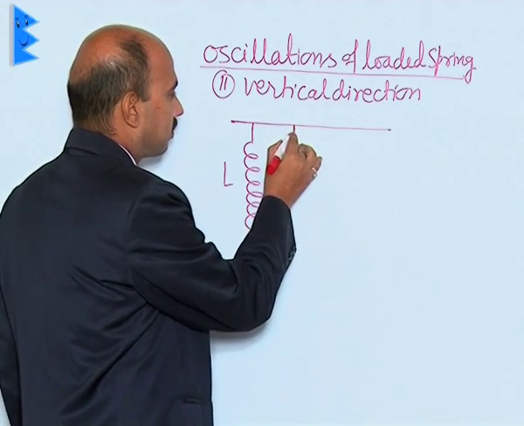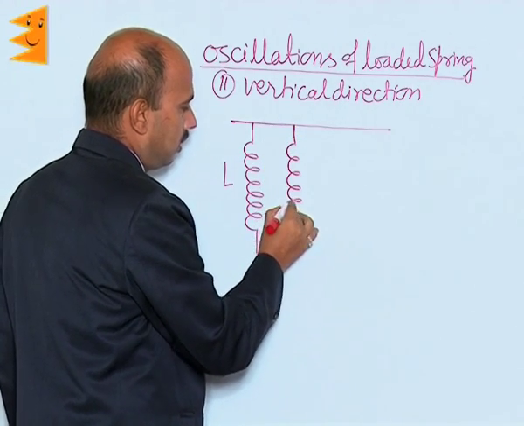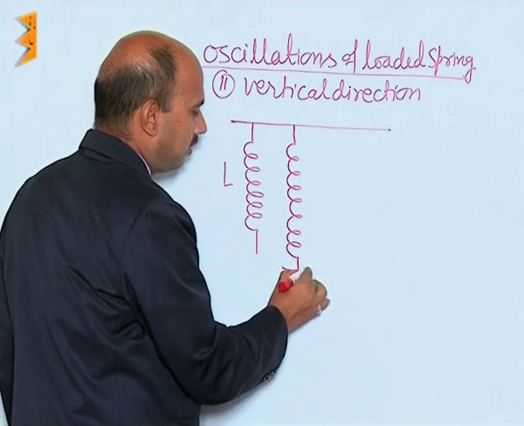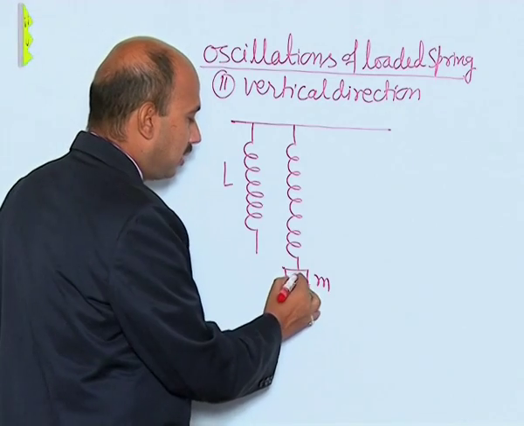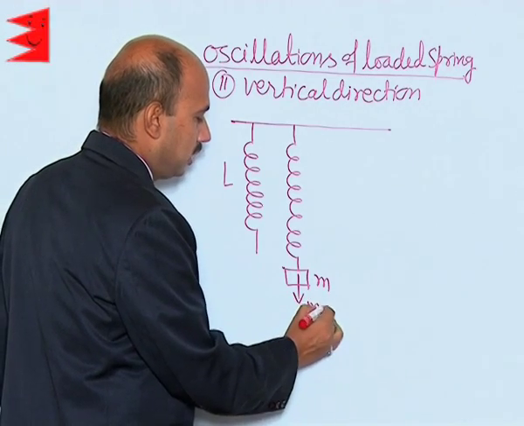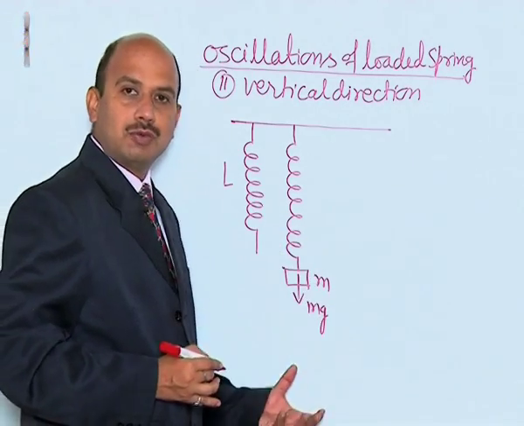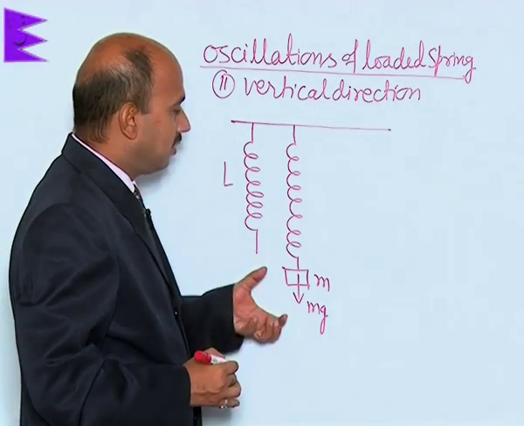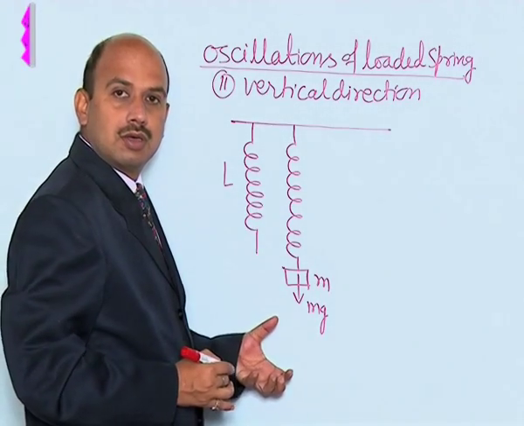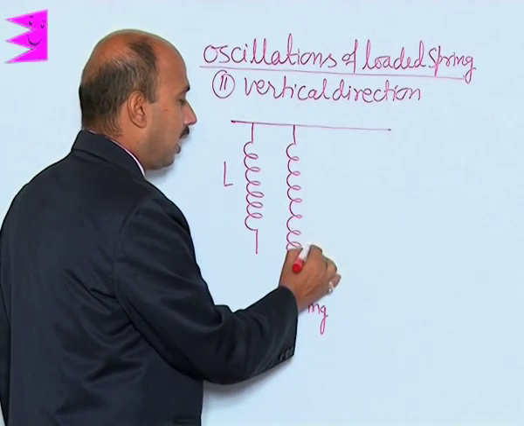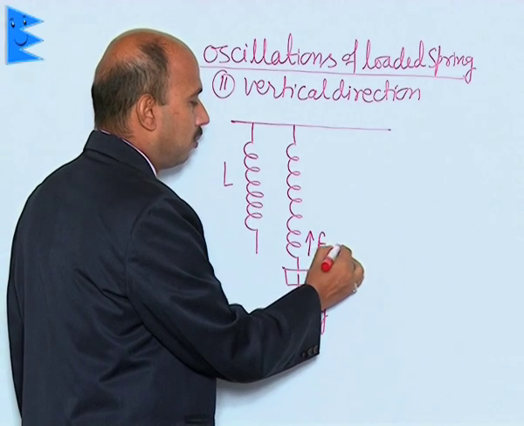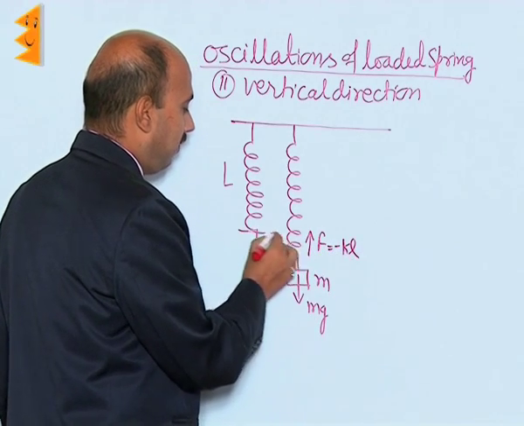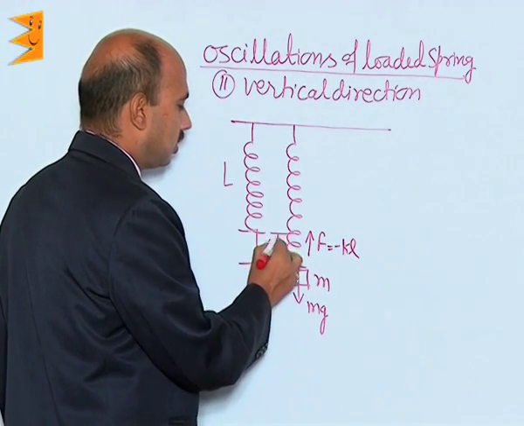Now, when a mass m is attached at the end, this mass m has got weight mg, because of this a downward force acts. So, the spring gets elongated and a vertical force acts upward, that is called the spring force, that is equal to minus KL, where L is the elongation.